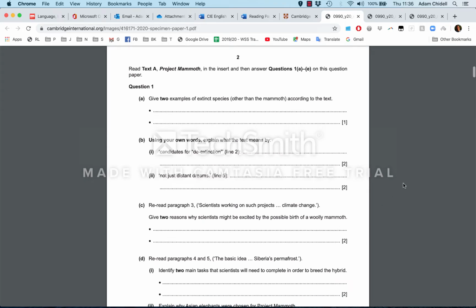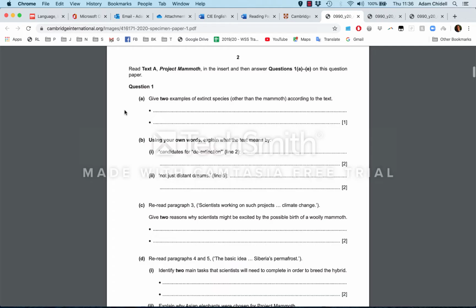So question 1, A, fairly straightforward really. You'll notice here that the command word used at the start is give. Now if CIE asks you to give or identify, that means that they are encouraging you simply to lift the word or short phrase directly from the text. In other words, you do not need to put it into your own words. So give or identify just means lift the information from the text and show that you know what it's referring to.